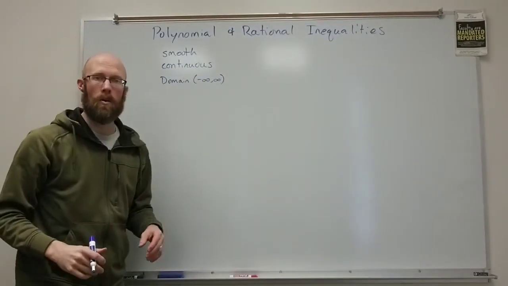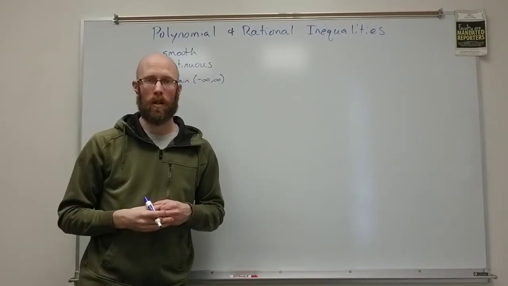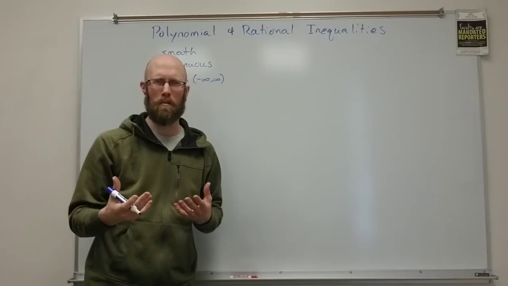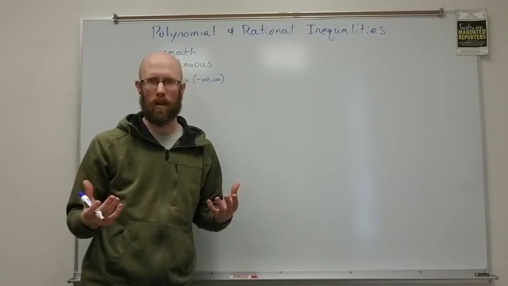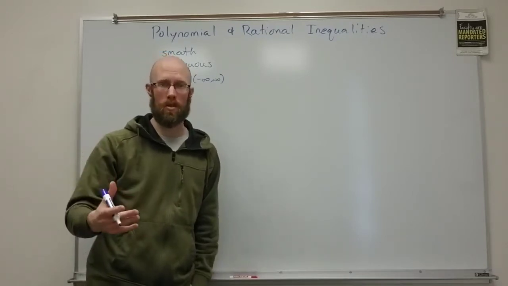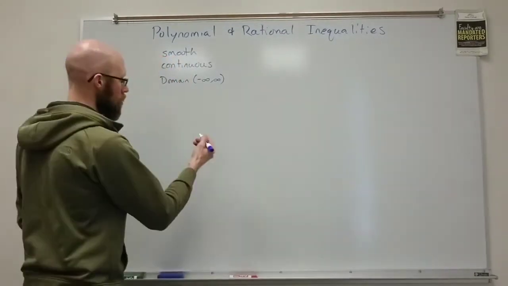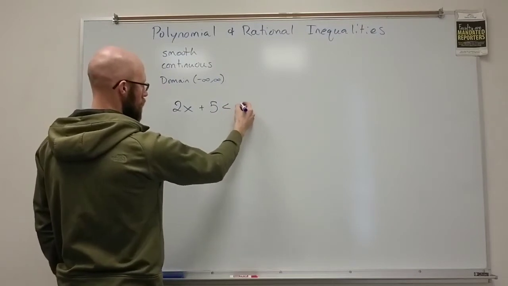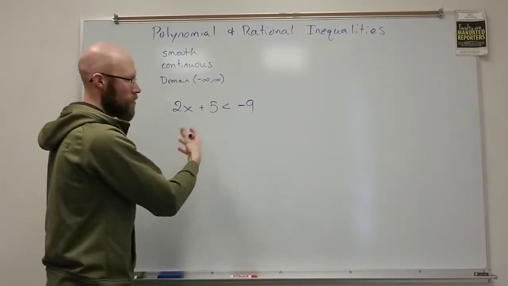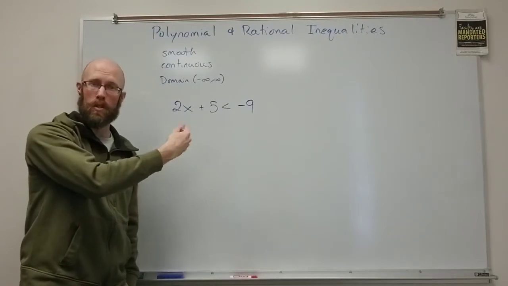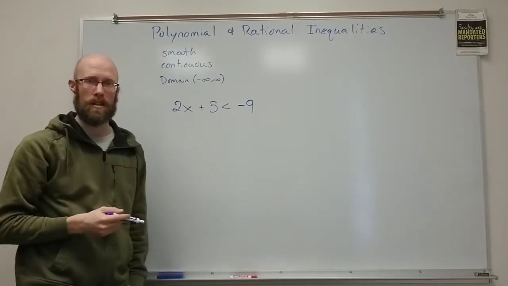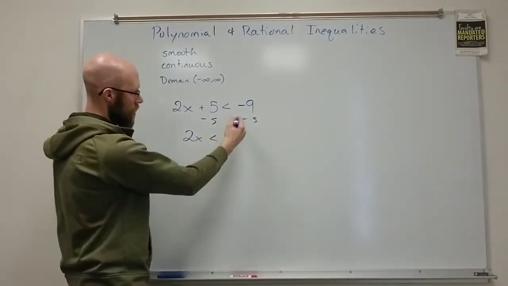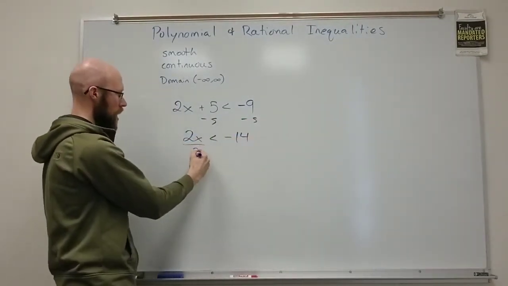All right, now when you deal with polynomial inequalities, generally larger than degree 1. If we have a degree 1 polynomial, it's just a linear inequality. And those we've seen before, those we can solve. A linear inequality like 2x plus 5 is less than negative 9, for instance. You can solve this just by using principles of equality, adding or subtracting the same amount to both sides, like the 5. This would be negative 14, and you divide by the 2.